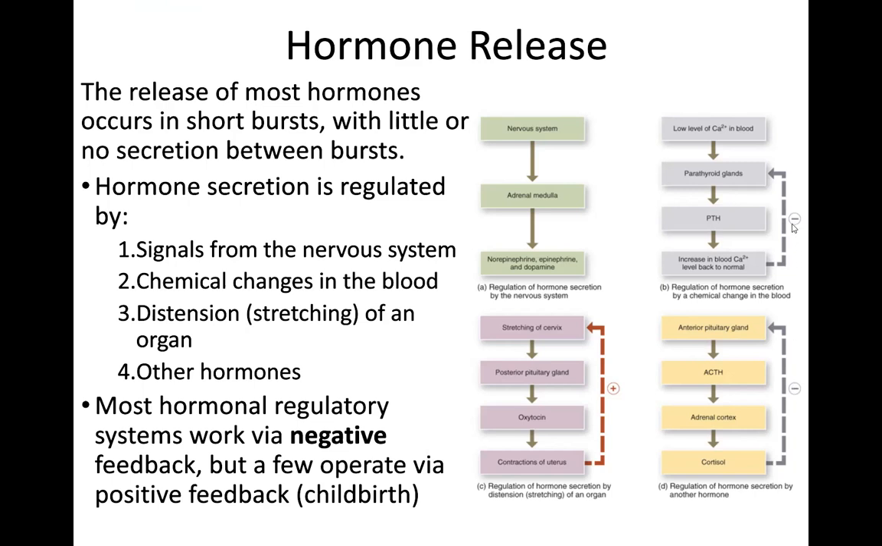Now, what we see here is two illustrations showing you negative feedback, which is how most hormonal regulatory systems work. Okay, there are a few that operate by positive feedback. In this case, we show one of them, and that's the only one that we're really going to talk about, and that would be childbirth.